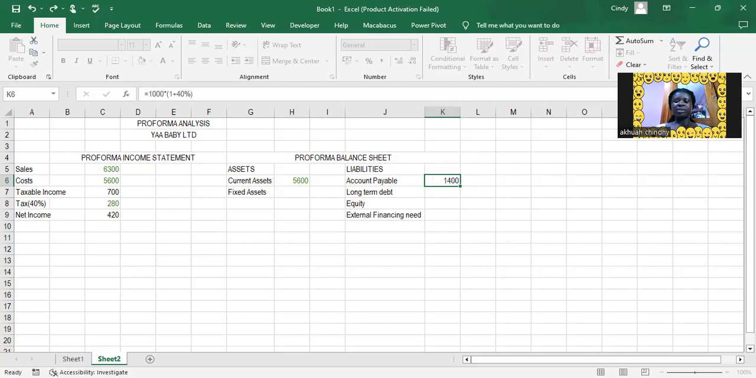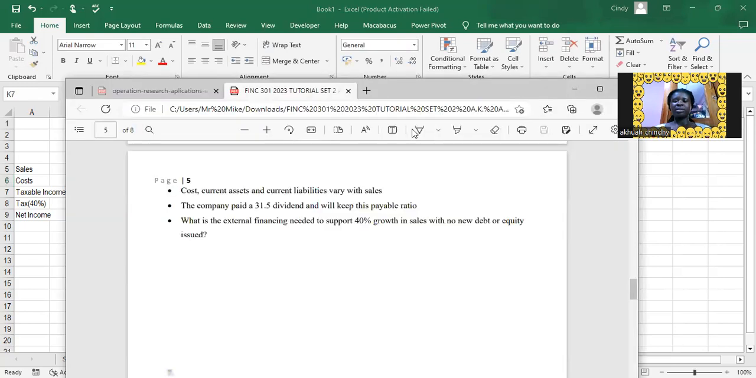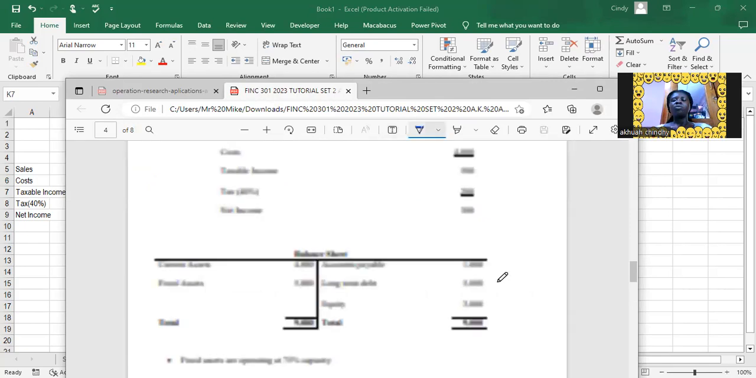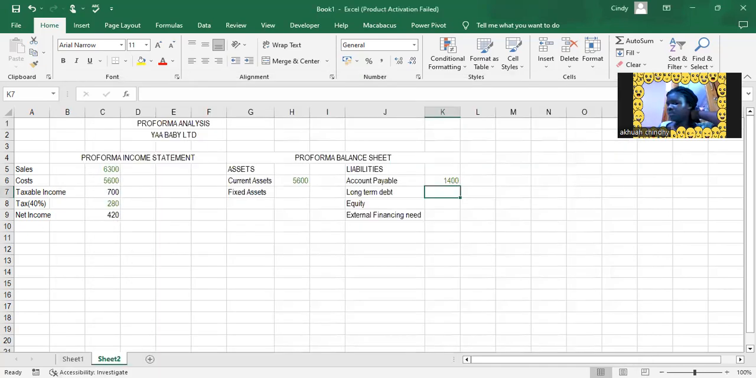Then our long-term debt, the question also told us that there will be no issue of new debt, right? So that's what the question says, that there will be no new debt issued or equity issued. So it means that the debt figure will remain the same. So we're going to look for our debt figure in our balance sheet. And sorry, that is 5,000. So we'll go back and then write our 5,000 here.